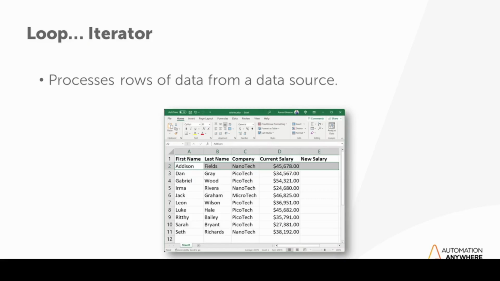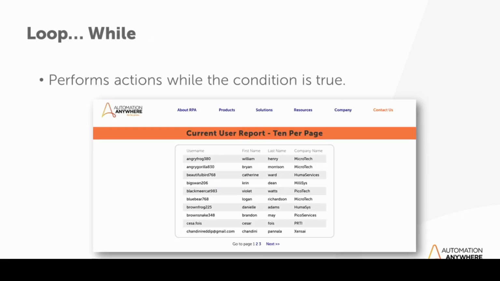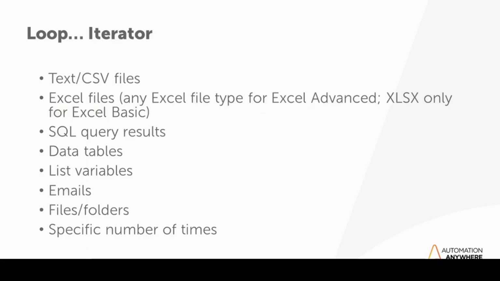Iterative loops allow us to repeat a set of actions for each row of data that we need to process. Conditional loops will repeat forever while a condition is true, and as soon as that condition becomes false, the loop stops repeating. Of these two, the iterative loop is the most commonly used.